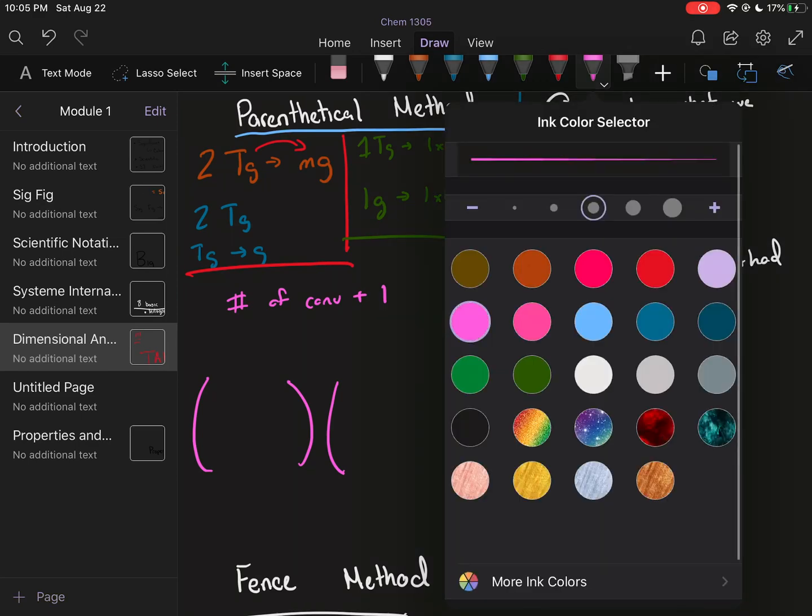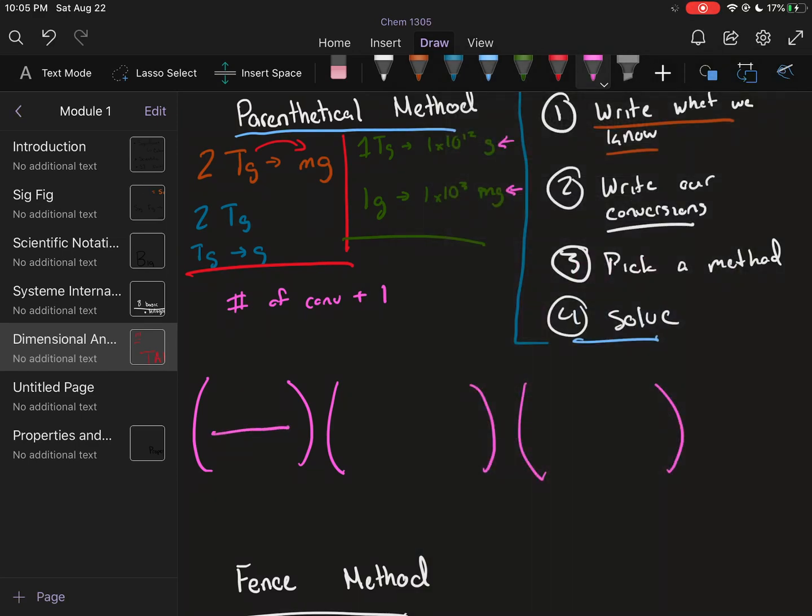So in this first parentheses, as it's called parenthetical, we put what we are given over 1, and then don't forget units. Then in our second one, this is where our first conversion goes. So we'll have want over have. Don't forget your units. And again, want over have, units.